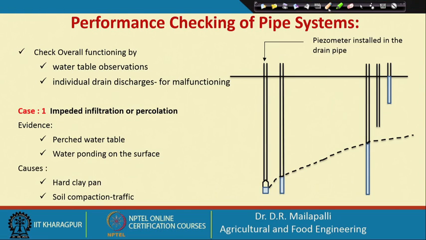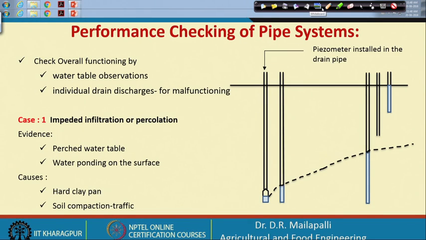Okay. Now, once the pipe network or the drainage system is installed, you need to observe what kinds of malfunctions you can look for. What are the checkpoints, and what do we need to check to see whether the system is working properly or not? The overall functioning of the drainage system can be checked based on water table observations and also the individual drain discharges, basically for malfunctioning.